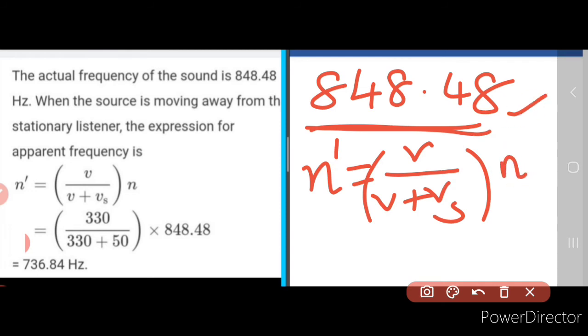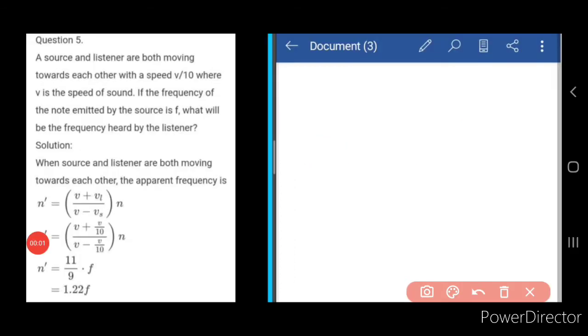Substituting the value of V as 330 and Vs as 50 and multiplying it with the frequency of the source, that is 848.48, we will get the apparent frequency to be 736.4 hertz, right? So this is the apparent frequency heard by the listener. Is that clear, children? Now let's move to the fifth question.